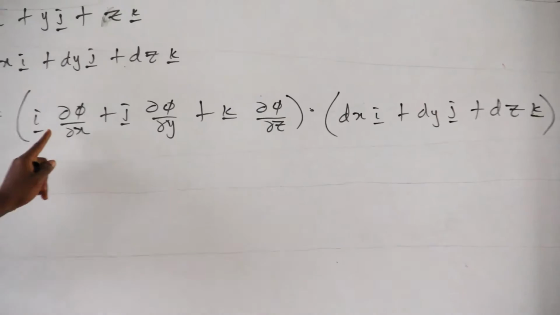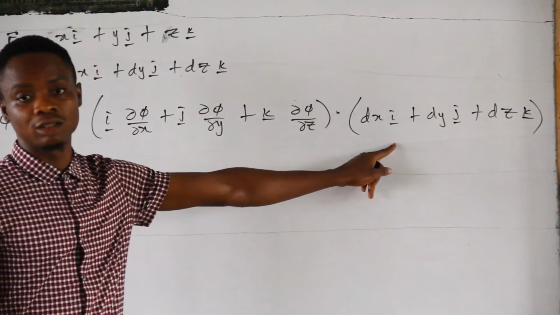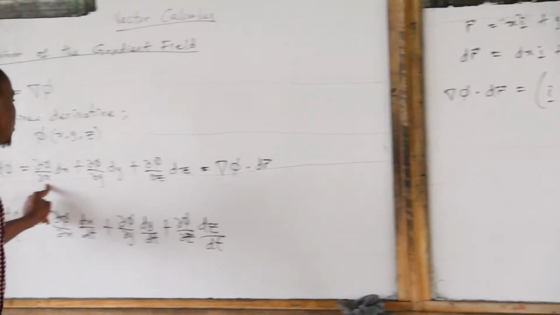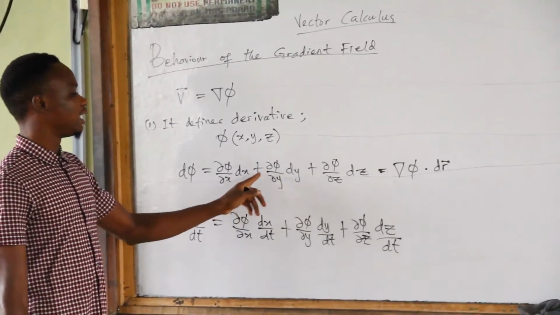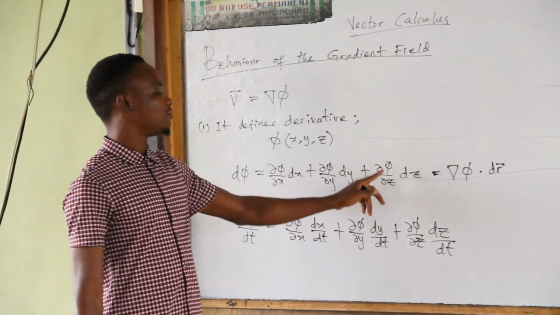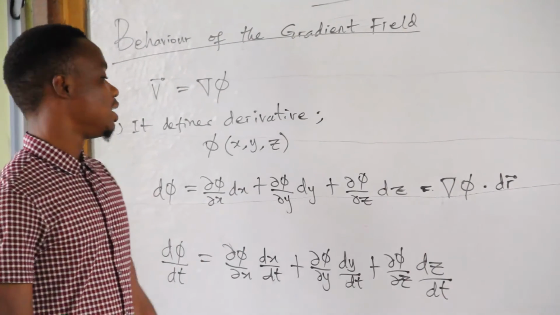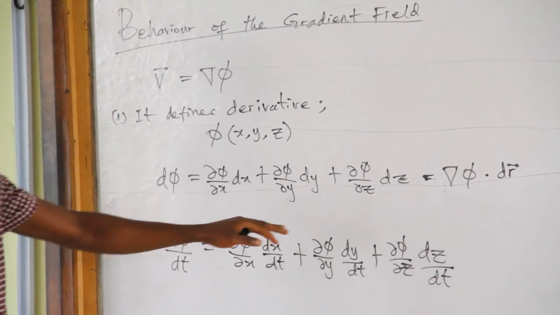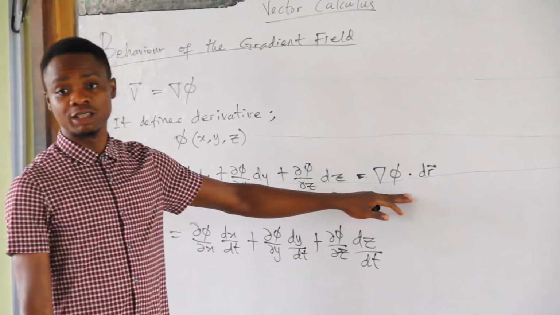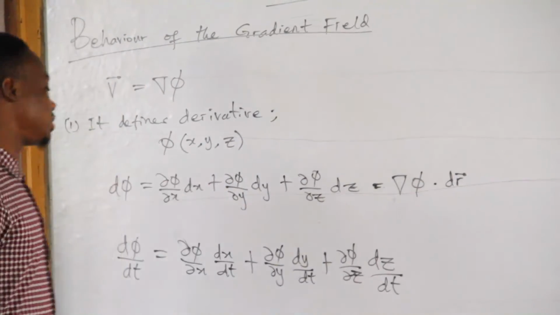When I take the dot product, this will go with this. That's exactly what I have here. ∂phi/∂x goes with dx, ∂phi/∂y goes with dy, ∂phi/∂z goes with dz. Does it make sense to you at all? Alright, so that means that if I want to get this total differential, for instance, I could have done something like this. Is it making sense to you? Okay, I will get it.